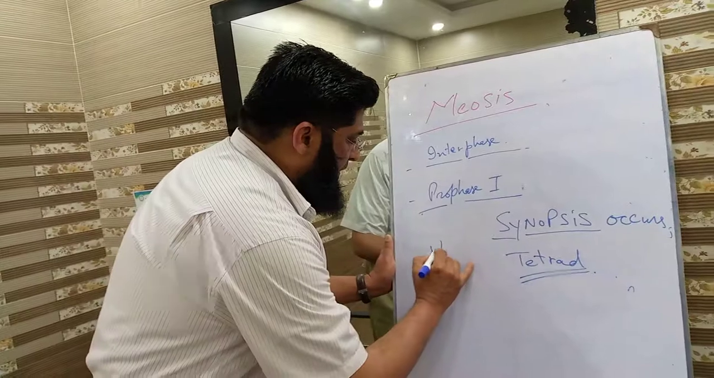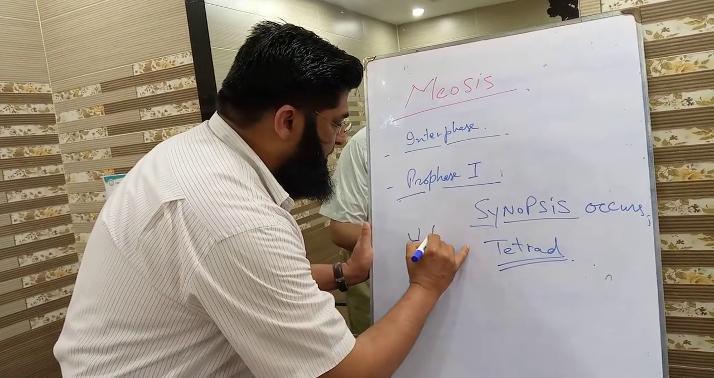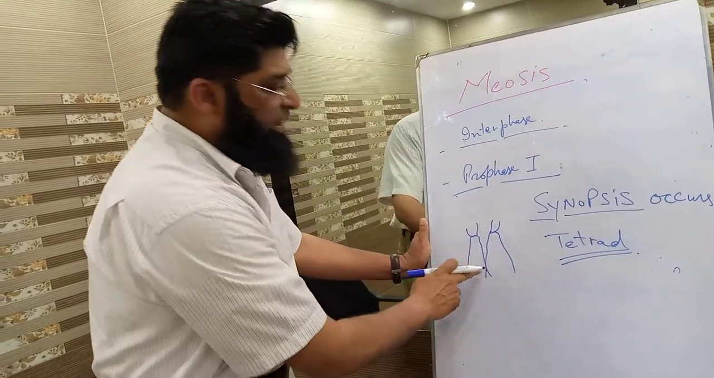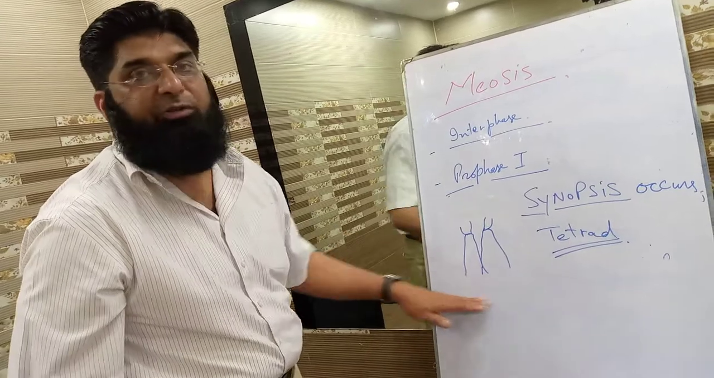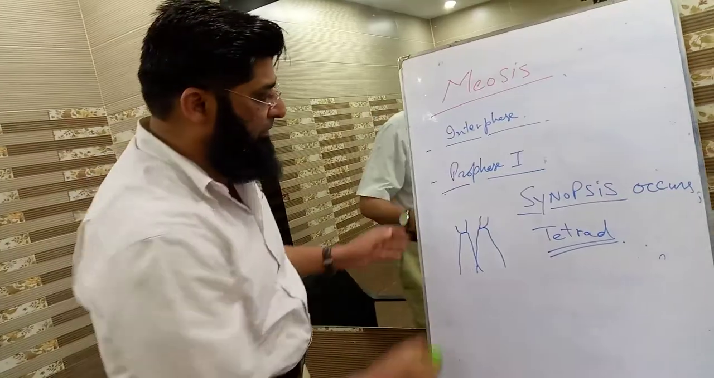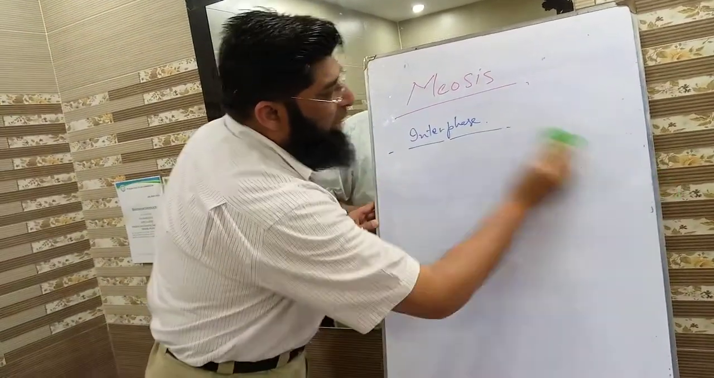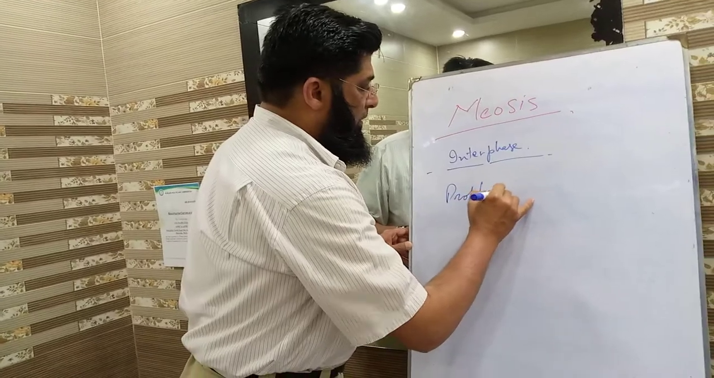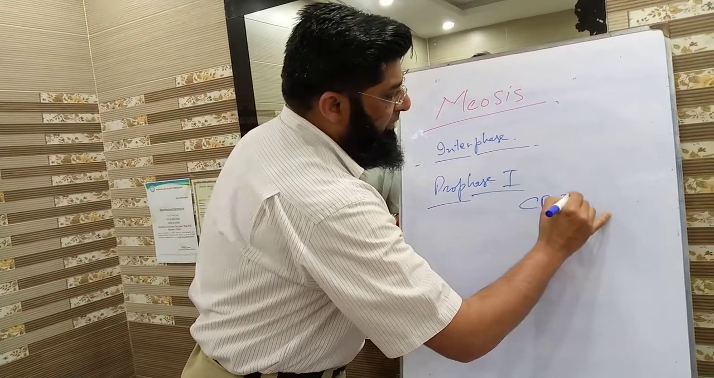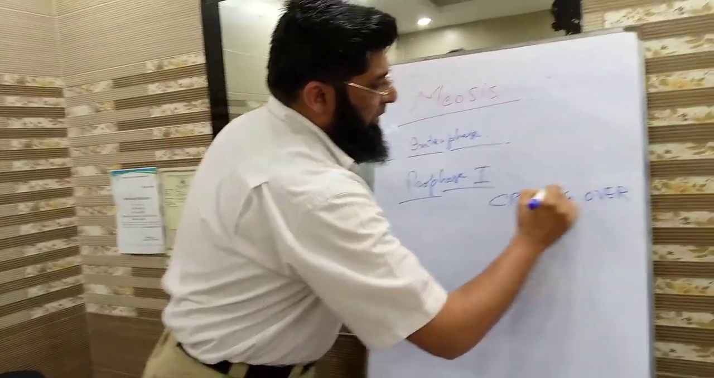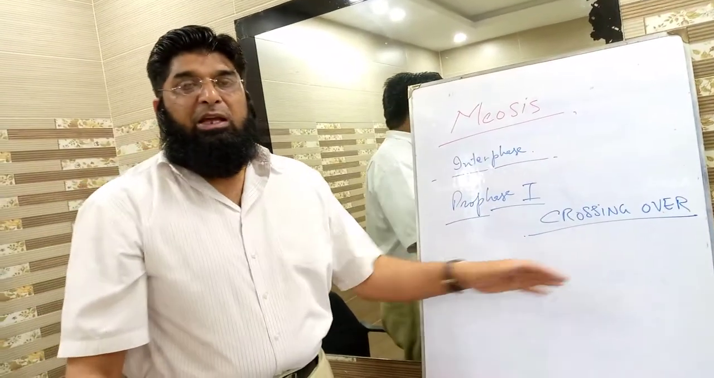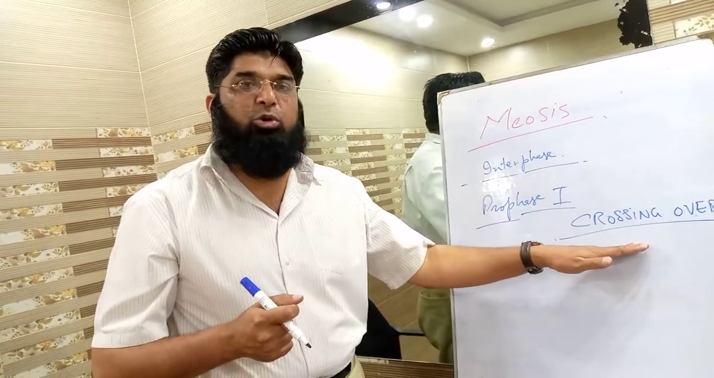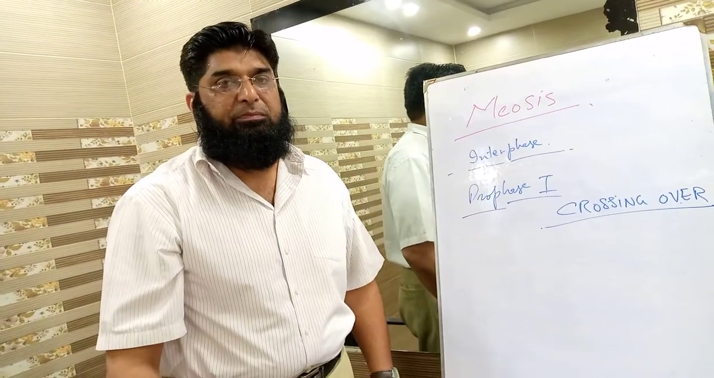Okay? This is synapsis. Now these four are called tetrads. After synapsis, crossing over occurs in prophase 1. Students, in this process the homologous chromosomes share some part of their nuclear material with each other. Okay, prophase 1.